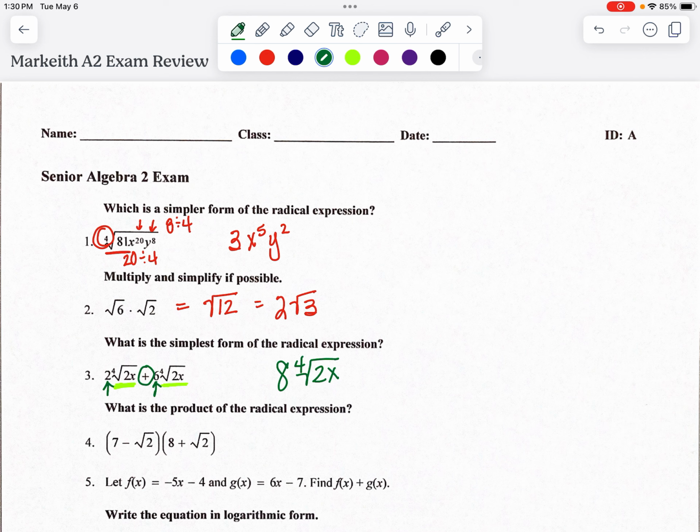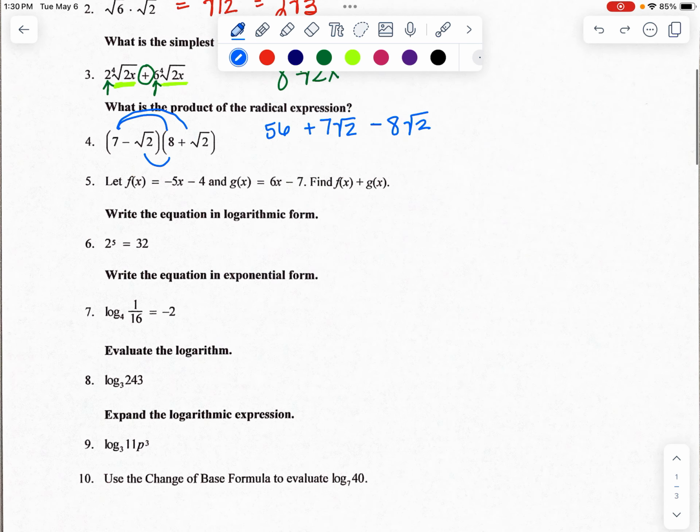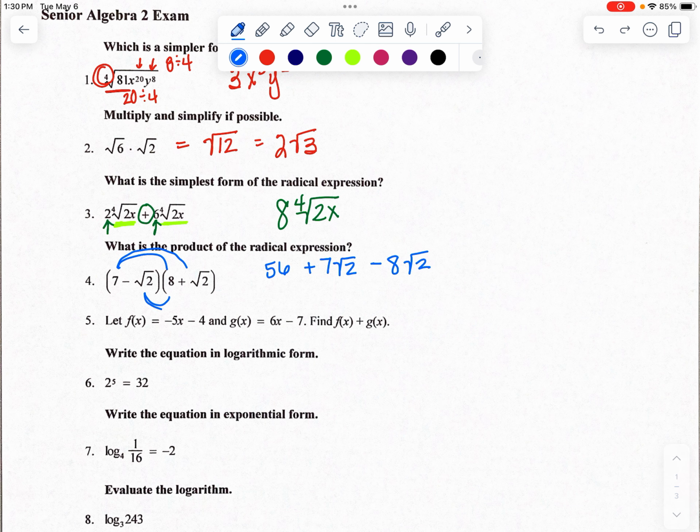Number 4 is the distributive. So when I distribute, I do 7 times 8, and that's 56. And then 7 times positive square root of 2 is just going to be plus 7 square root 2. And then negative 2 square root 2 times 8 would be negative 8 square root 2. And then a negative square root of 2 times a positive square root of 2. A negative times a positive is a negative. And the square root of 2 times the square root of 2 is the square root of 4, right? 2 times 2 is 4.